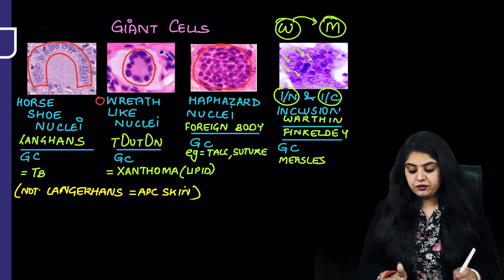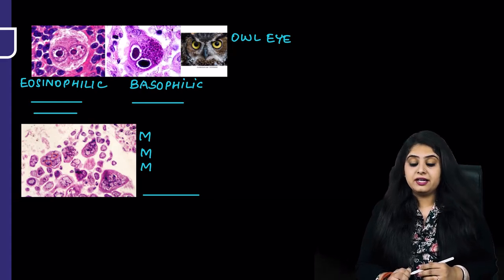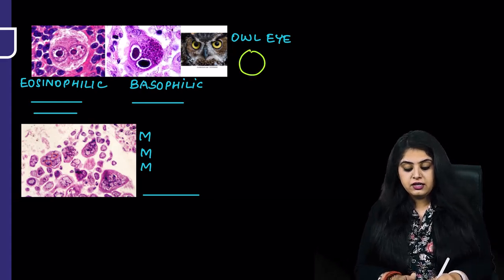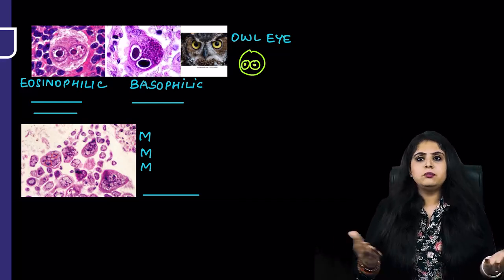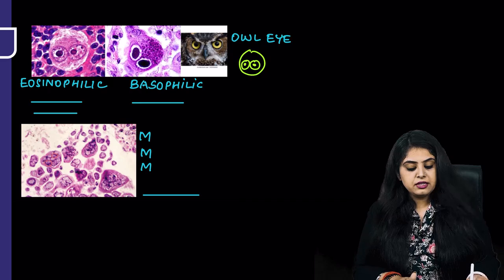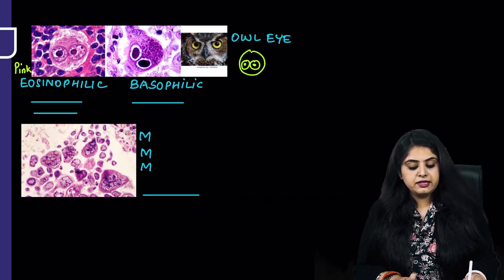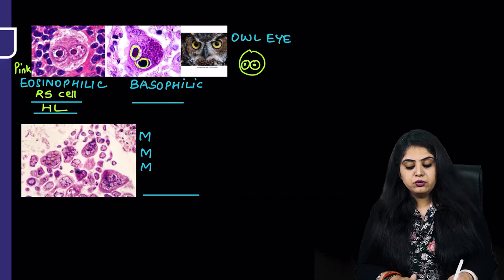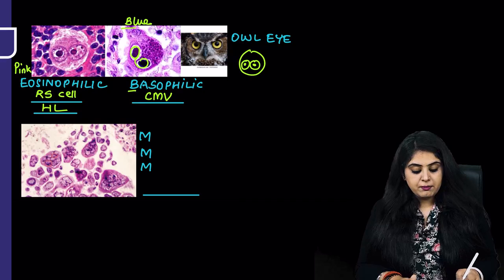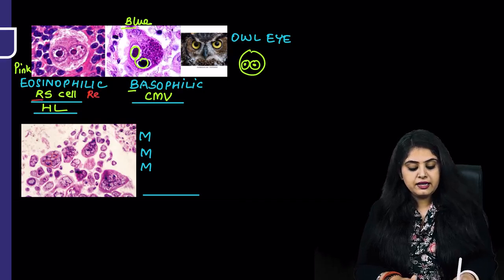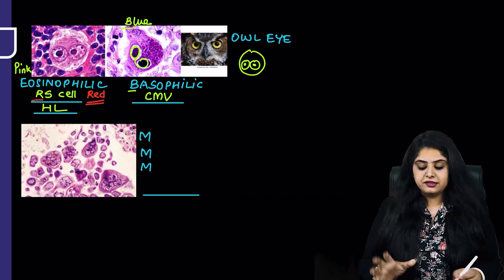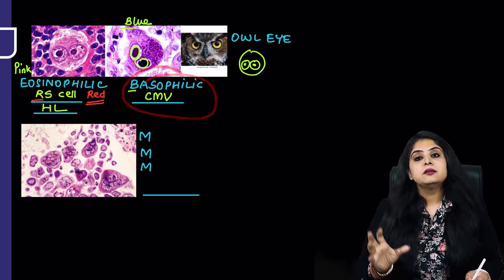The giant cells are not over. We are left with the famous owl eye. Now you just have to note what is the color of the eyes. If the color is pink or blue, two colors of pathology. If the color turns out to be pink or eosinophilic, then you will call it a Reed-Sternberg cell, and that is seen in case of Hodgkin's lymphoma. Whereas if you get to see these blue color eyes, then blue color eyes means basophilic, and those are seen in cytomegalovirus. How will you learn? Remember, Reed-Sternberg cell is sounding like red, so it will have reddish pinkish eyes, and cytomegalovirus will have bluish eyes.